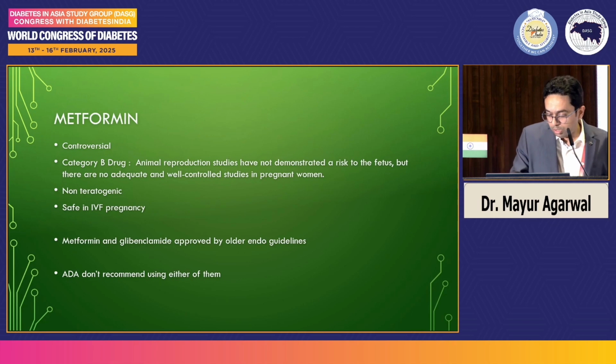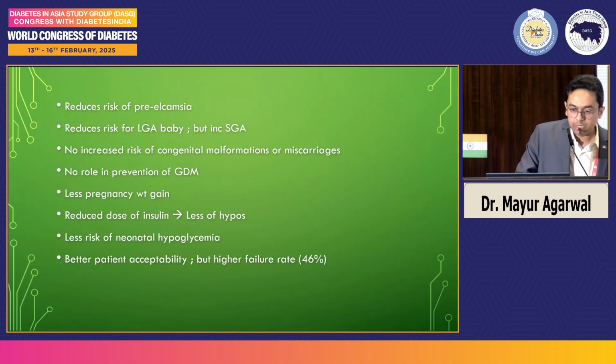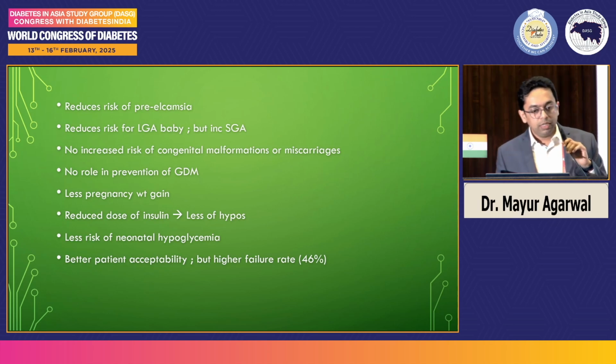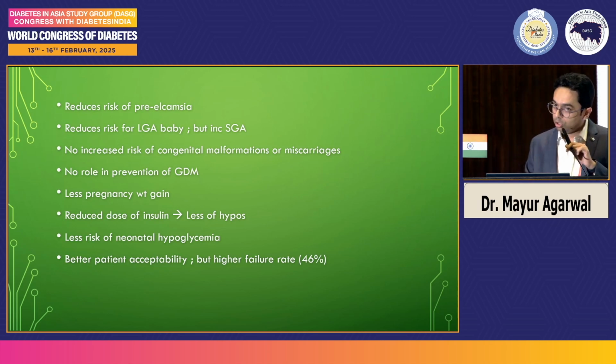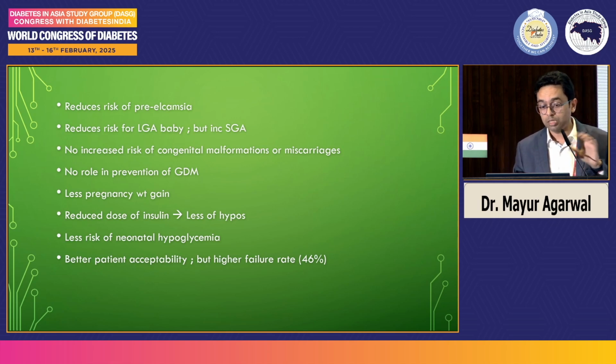ADA doesn't recommend using metformin or glibenclamide. If you look at metformin, it reduces the risk of preeclampsia for sure. We have very strong data for that. It reduces the risk of a large for gestational age baby. But SGA babies, it can increase the risk. There is no increased risk of any congenital malformations.